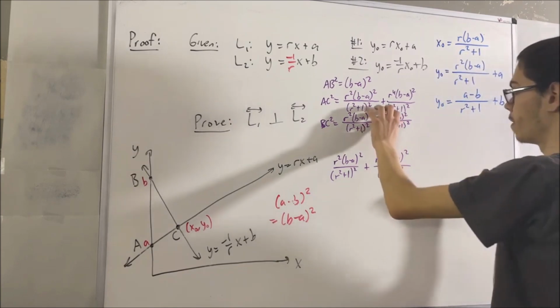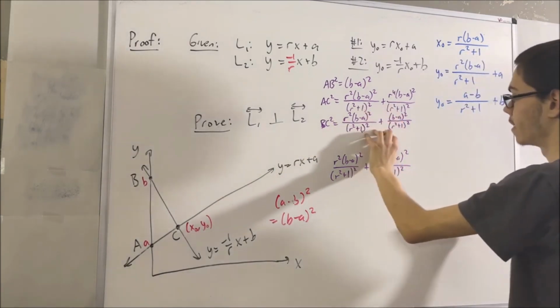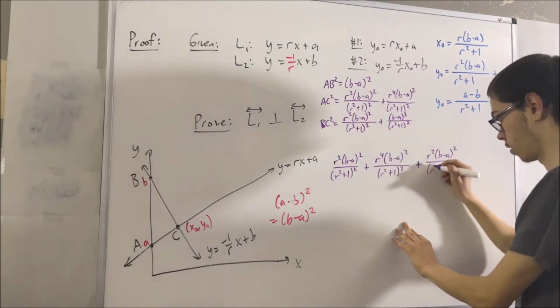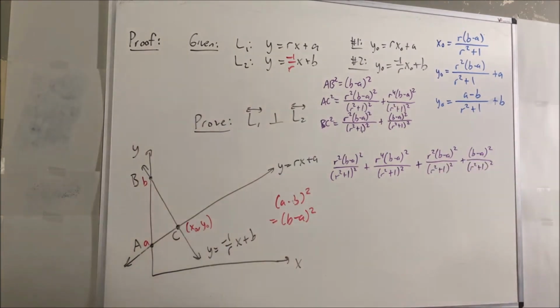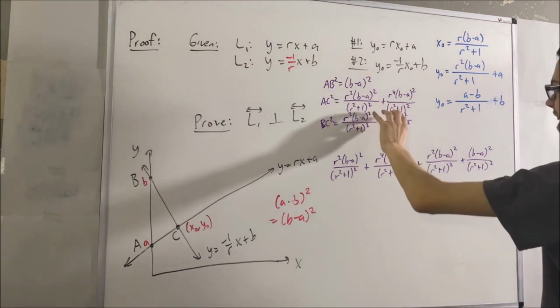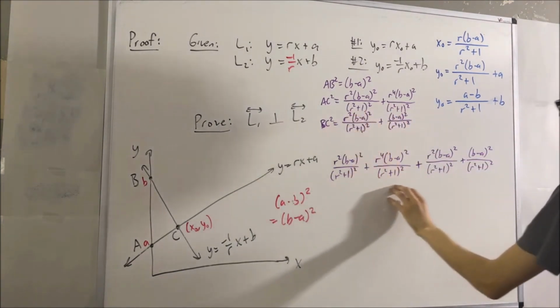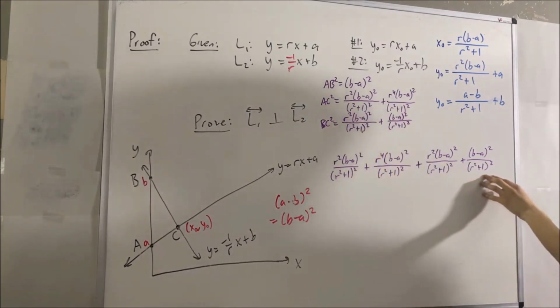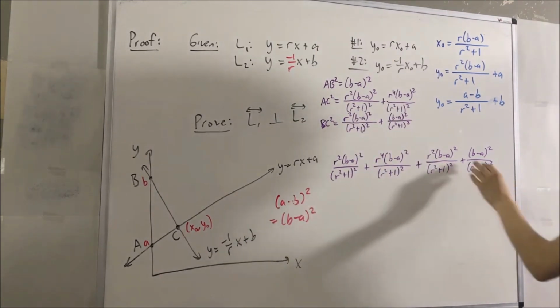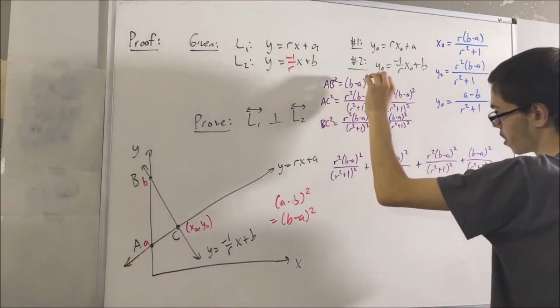Right, so I've rewritten the first one. Now I'm going to add the second one to it. So as you can see, I'm taking this and I'm adding this to it. This is essentially AC squared plus BC squared. We're going to prove that it is identical to AB squared, in other words, identical to this.